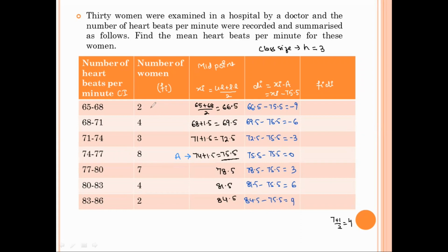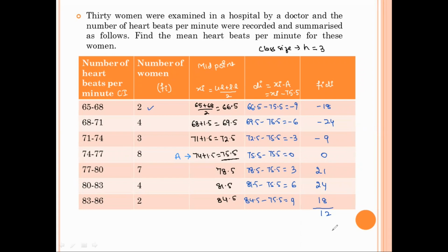अब हमने क्या करना है, we are just going to multiply 2 into minus 9, minus 18, 4 into minus 6, minus 24, minus 9 into 0, 0, 7 into 3, 21, 4 into 6, again 24, 9 into 2 is 18. So we are going to add these values. तो वैल्यू क्या आ गई हमारे पास, +12. तो ये वैल्यू आ गई.